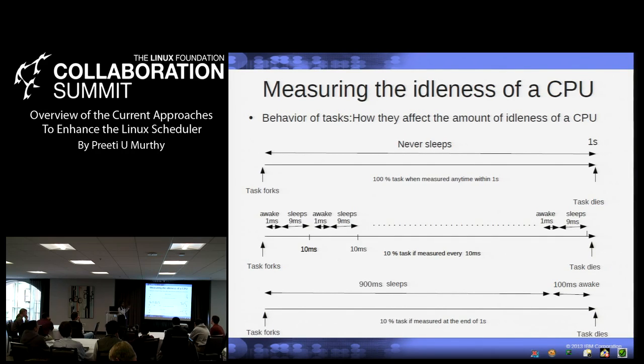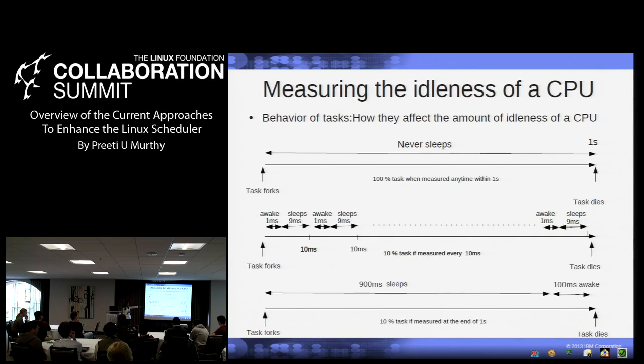Now tasks could behave differently, so let's take up the first example. If a task were to fork and till it dies, if it were to run continuously without sleeping, it would be a 100% task. But let's assume that this task has a period of 10 milliseconds within which it has a sleep wake up cycle. It sleeps for 1 millisecond, it's awake for a millisecond and sleeps for 9 milliseconds, and this nature repeats. So if I were to measure what kind of a task this is at the 10th millisecond, it would mean it's a 10% task, right, 1 by 10 into 100. So if I were to measure it within 10 milliseconds, I would get to know that it's a 10% task.